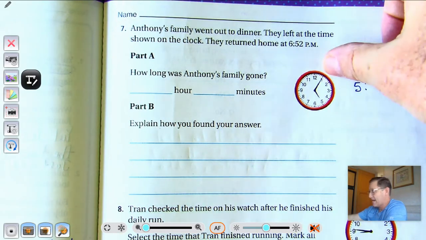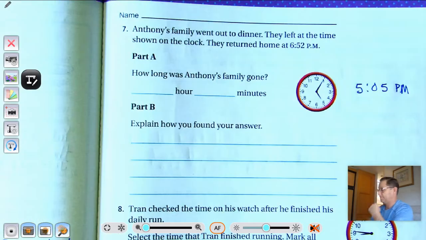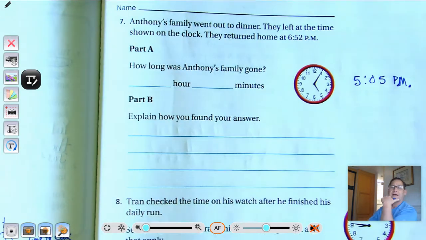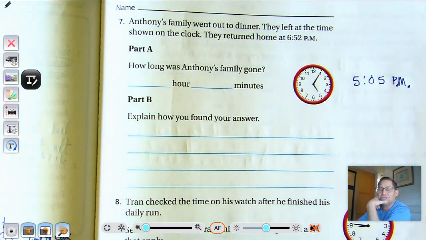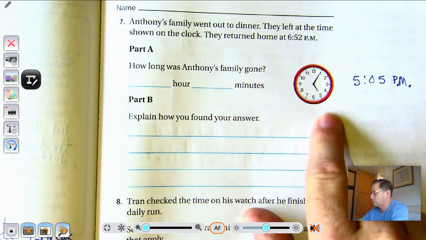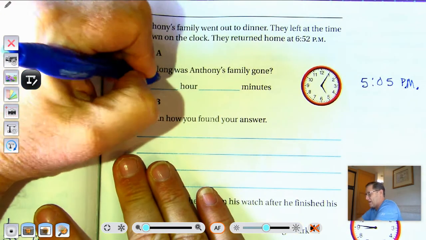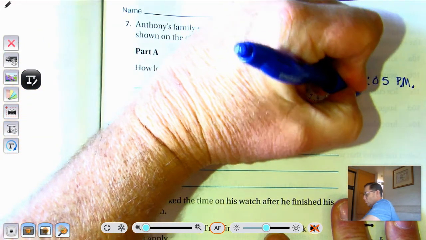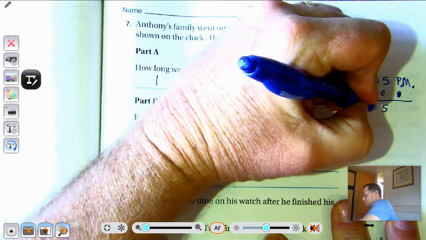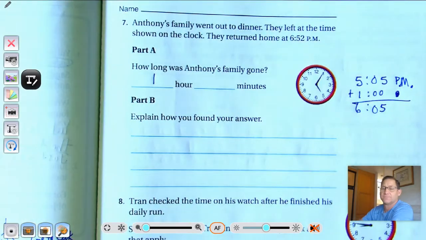5:05 p.m. Now they returned at 6:52. Well, why don't we add an hour? So we know it's going to be at least an hour. So plus 1 hour would be 6:05 p.m.